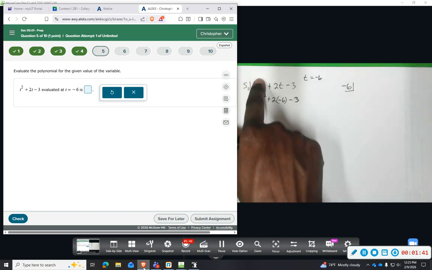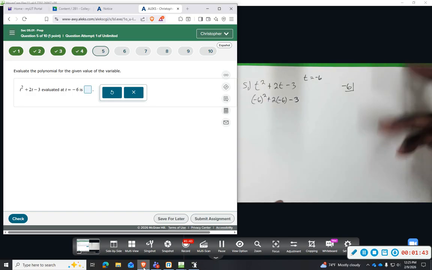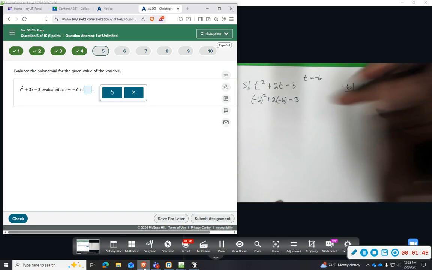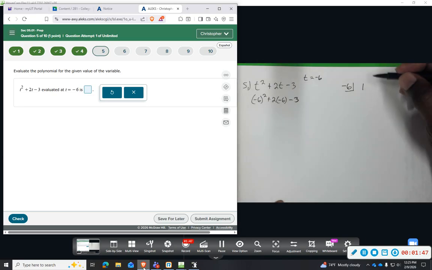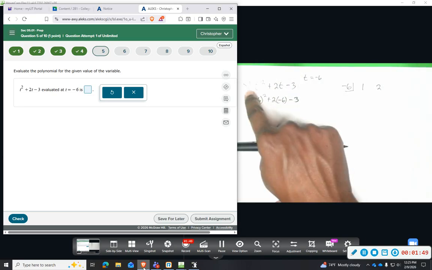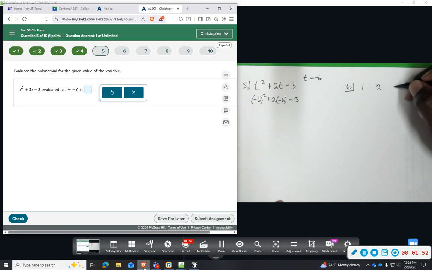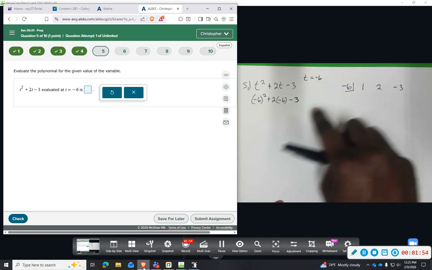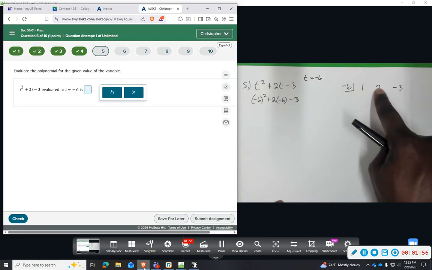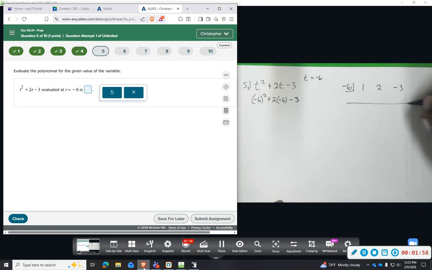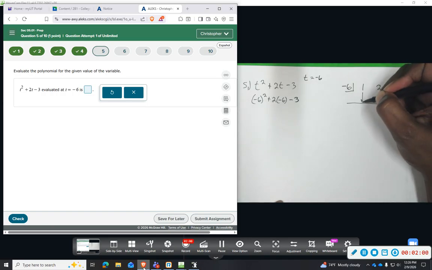So what I mean is, the coefficient, the number out front of here is a 1. The next number is a positive 2. And the next number is a -3. So you're going to list all the coefficients. If a term was missing, I would put a 0 there. This way is simple, it's just multiplying and adding or subtracting.